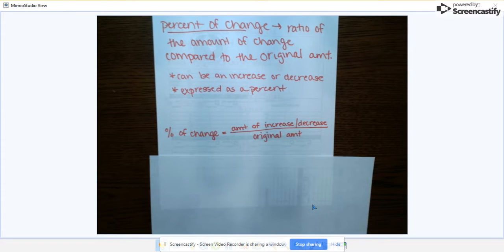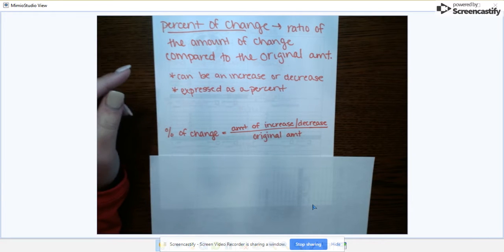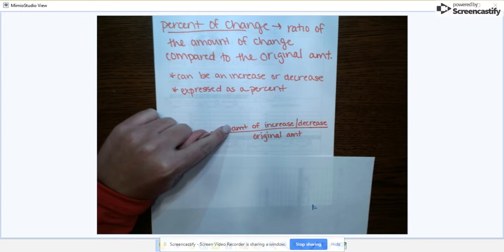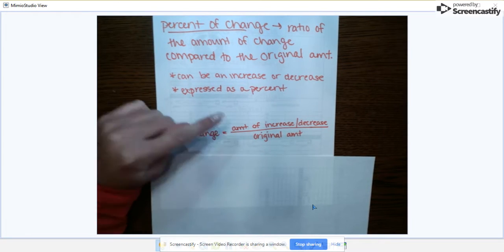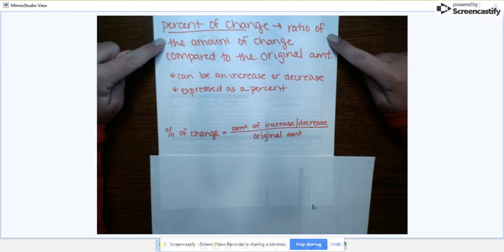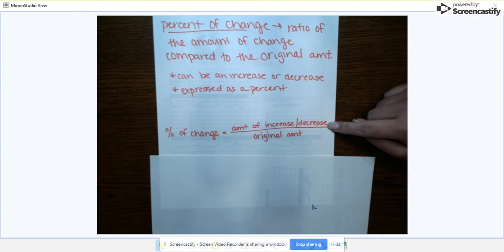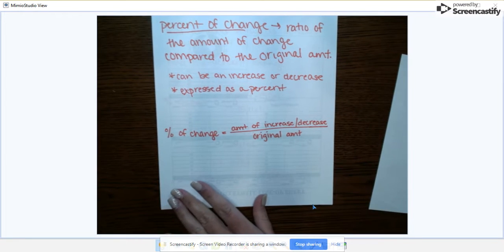So we have a formula for percent of change. It's going to be a fraction since we said it's a ratio. So our amount of increase or decrease is going to go on top, and the denominator is going to be our original amount. If you look here at our definition, that's exactly what we said. We said it's a ratio, the amount of change to the original amount. So let's look at some examples.